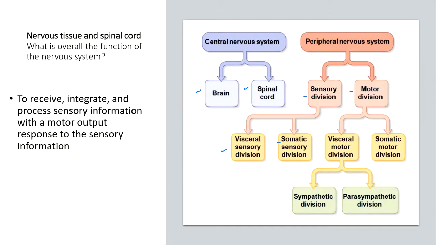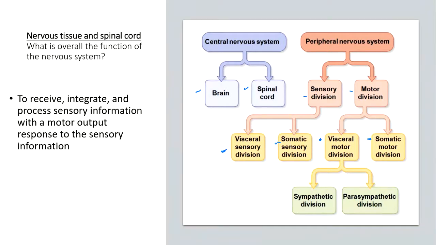So these are the sensory aspects of it. They receive the sensory information, whether it's pain, temperature, whatever it is. And then the motor sends the appropriate response to either the organ, if it's a visceral motor, or the skin, joint, or skeletal muscle, if it's the somatic motor division.